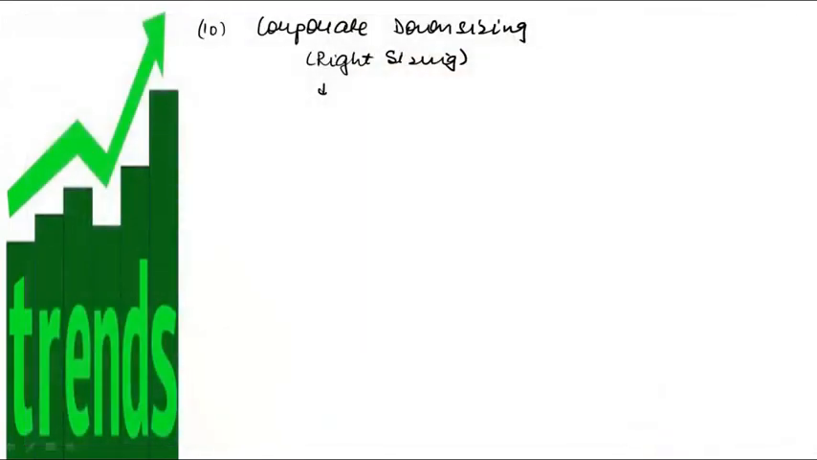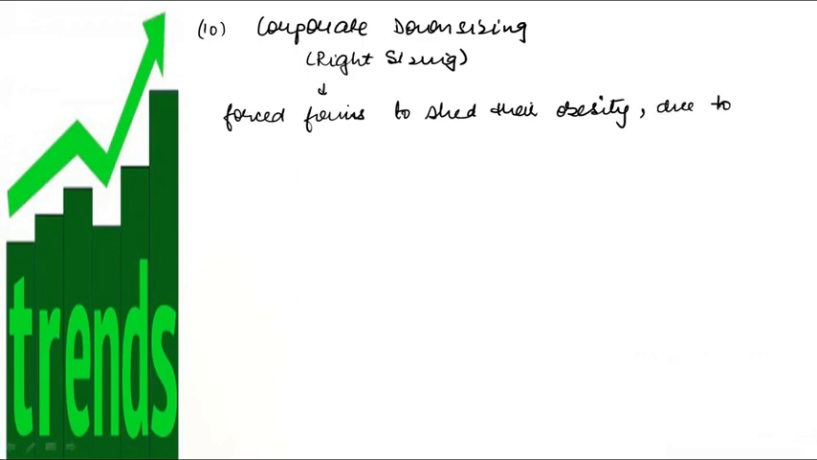So what we are going to write down into the explanation. It has forced firms to shed their obesity due to competition, comma, lowering productivity. Sir, productivity कम कर देंगे.